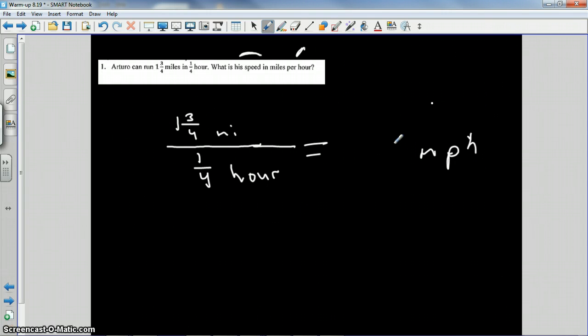So you're dividing, or hopefully you already did this, 1 3/4 divided by 1/4. And that would be 7. So his rate in miles per hour is 7 miles per hour. And we're done with number 1. Let's go on to number 2.